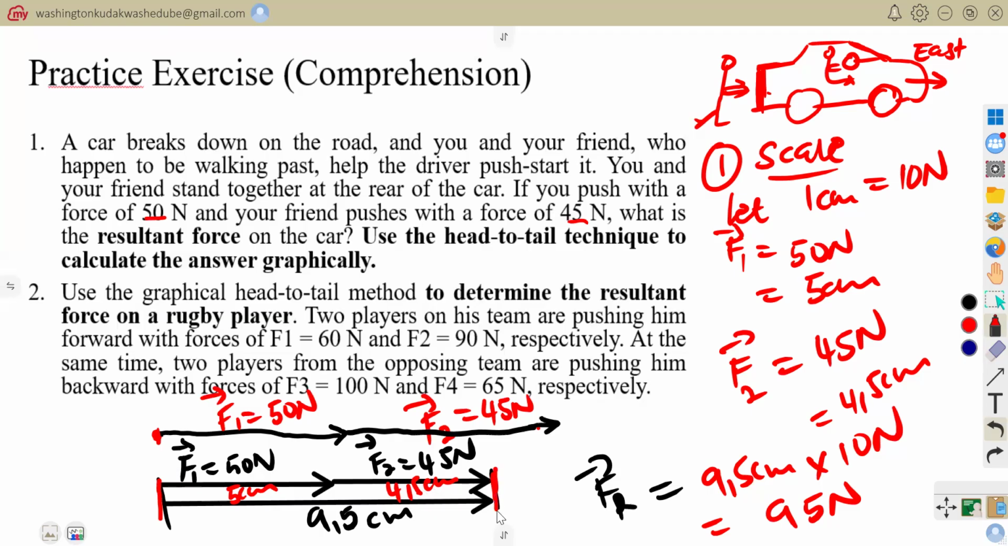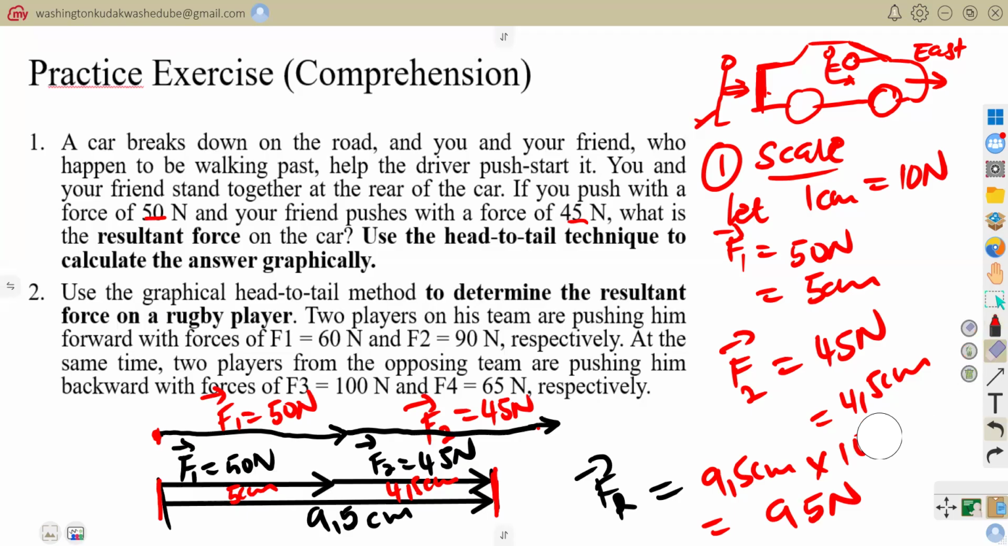When you now get to draw a resultant line, which is starting from the tail of the first vector to the head of the second vector, you can be able to measure the distance in between. The total distance here gives you your resultant. You convert that distance back to newtons. It gives you your resultant vector. So that is how you would have done it.